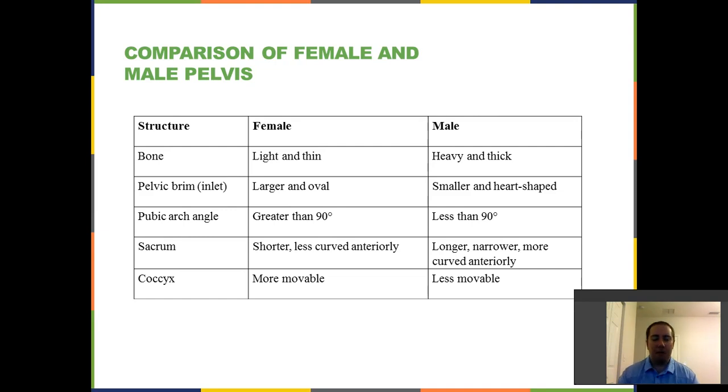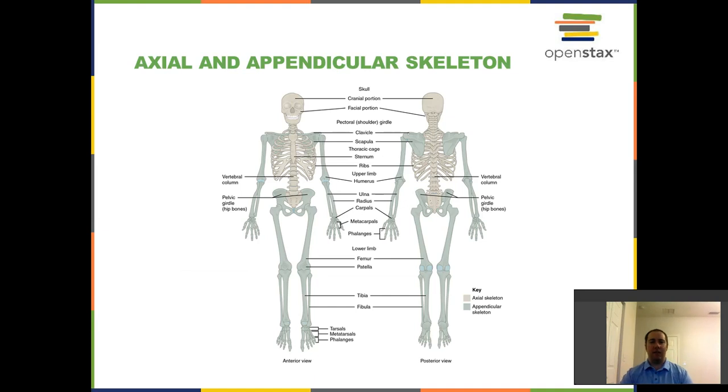There are some slight differences in the base of the spine, the sacrum and the coccyx, between the male and the female. So the female sacrum is shorter and less curved anteriorly, so towards the front. So I'm going to come back to this slide. And so this is the sacrum right here. And so what do you think is the advantage for the female to have a shorter one and the male to have a longer one? And also the male reaches forward a little bit more at the end and the female is straighter. Any ideas?